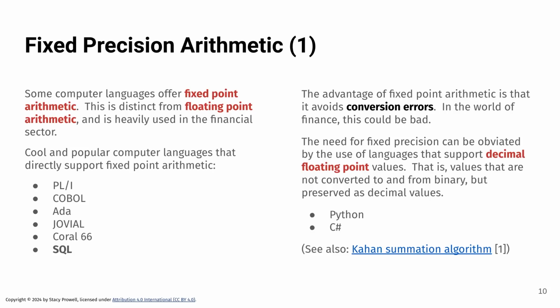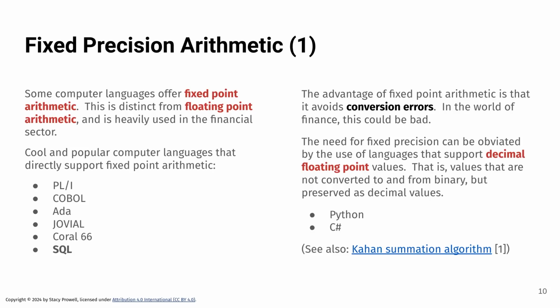Some computer languages offer fixed point arithmetic. What this means is, instead of the decimal point floating around, keeping track of an exponent, the decimal point is fixed at a specific position. That is, there is a fixed number of digits to the right of the decimal point. Like for currency work, you typically would have two, right? You'd have dollars and cents, or you have euros and cents, etc. Pesos and centavos, whatever you have.